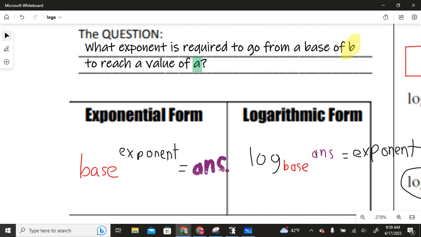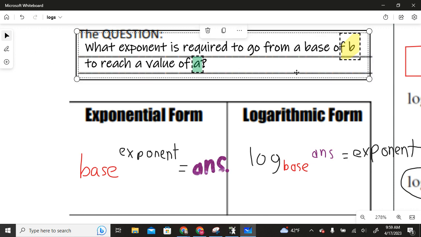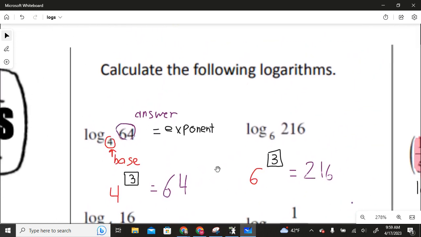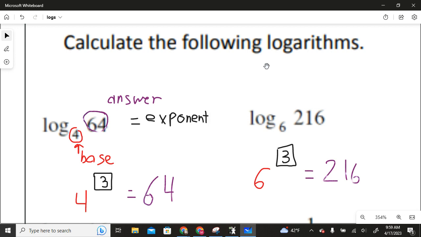We're going to be going on the inside of this. So I'm going to show you the first two already worked out, and then we're going to talk about the next couple, okay? So we can get used to the math involved in it. All right, let's drag this over. All right, so we're going to calculate the following logarithms.